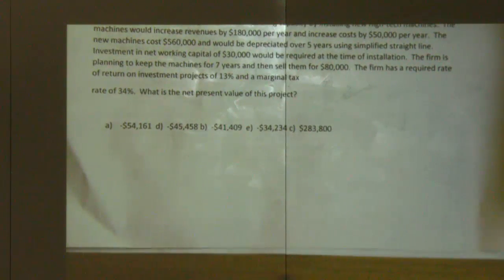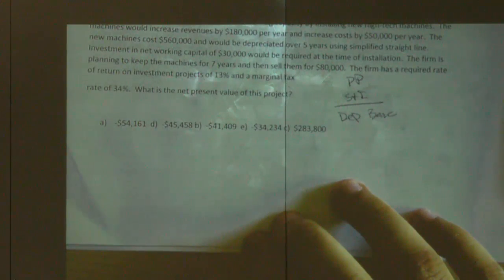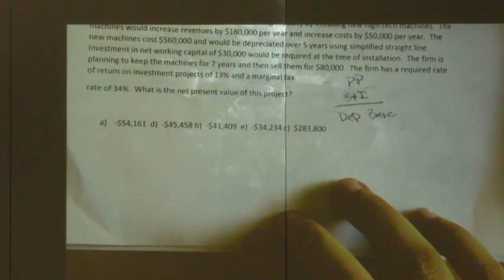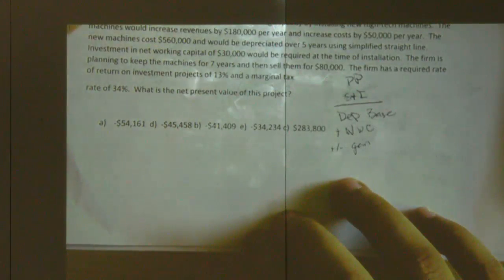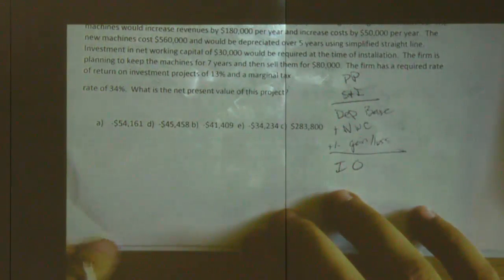Now, your initial outlay formula, kind of write it off over here, would be the purchase price of the project plus the shipping and installation, and that is going to be your depreciable base, or your depreciable asset, same thing. You got to add your net working capital. And here we have plus or minus the gains from replacing something. In this case, we're not replacing anything, so we don't have to worry about this gain or loss from that. And that would be your initial outlay, right?